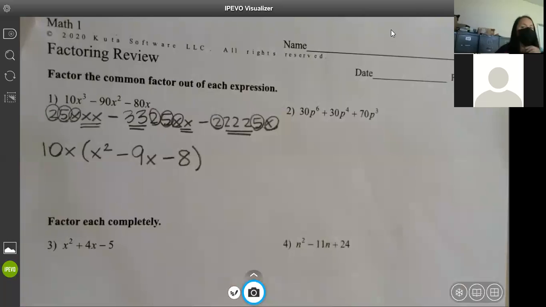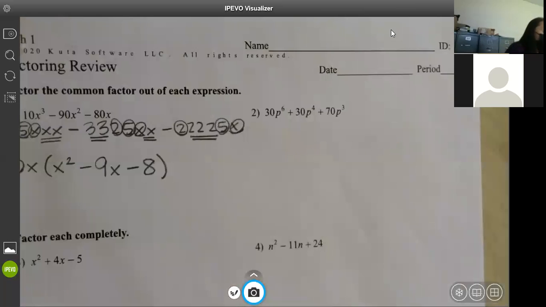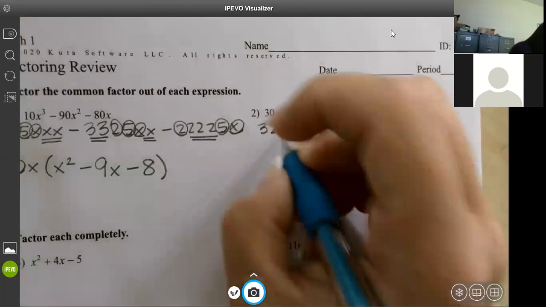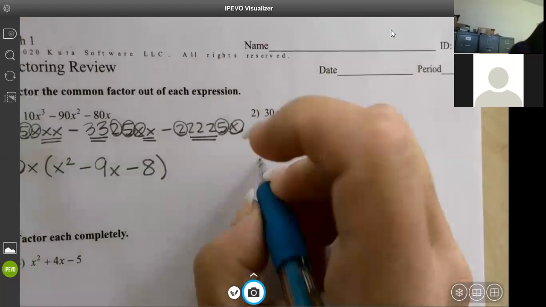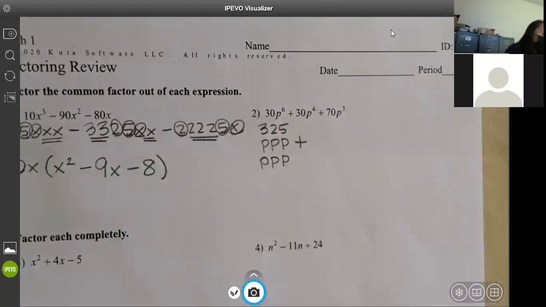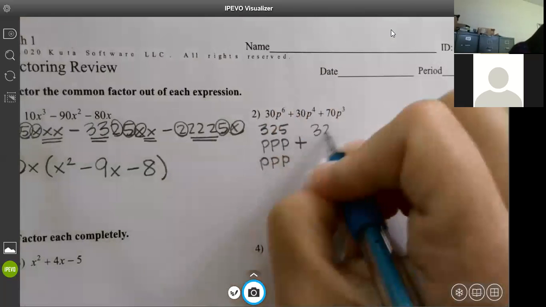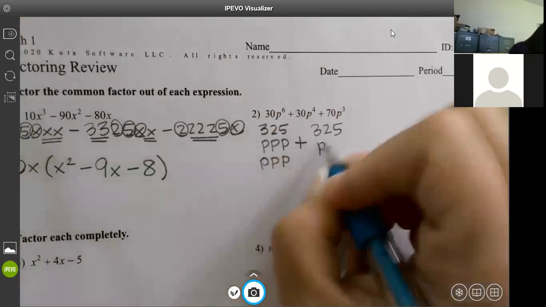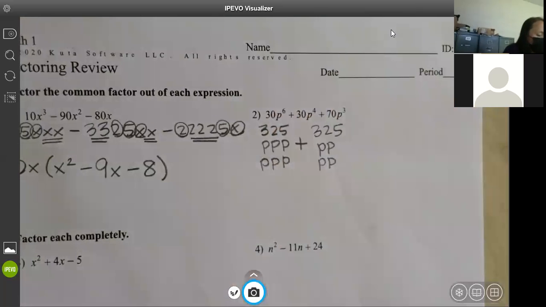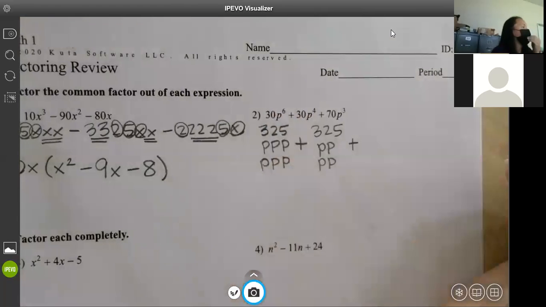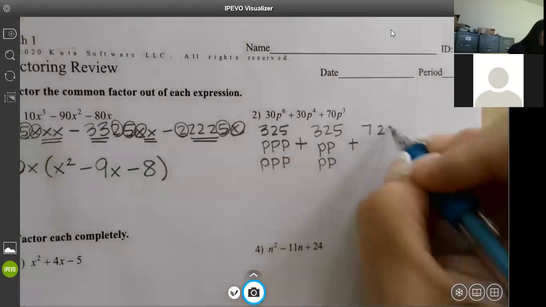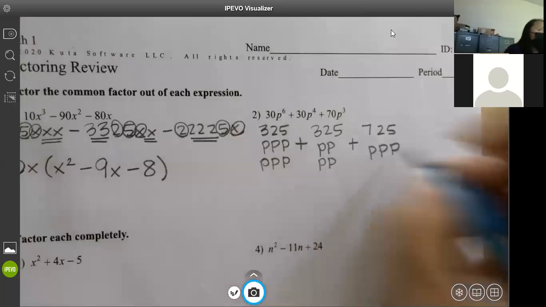All right, next one, 30p to the 6. 30 is 3 times 10. 10 is 2 and 5. And 6 p's. We have a plus. 30 again is 3, 2, and 5, and 4 p's. And then we have 70, and 70 is 7 and 10. So 7, 2, and 5, and 3 p's.